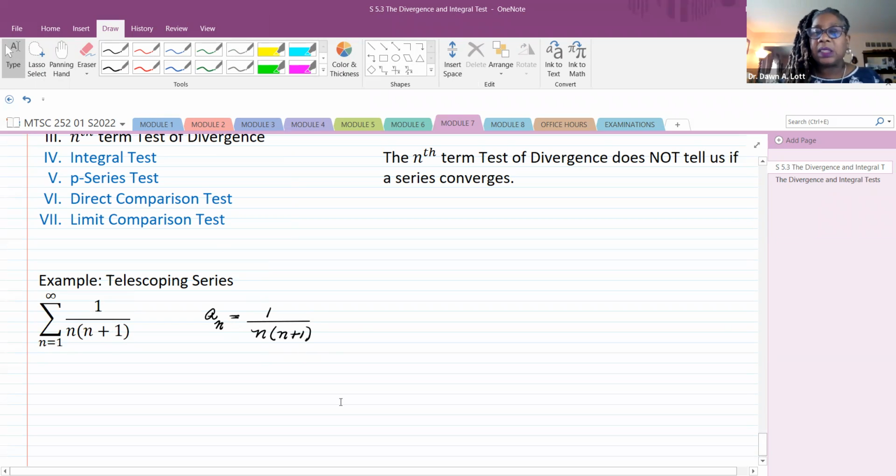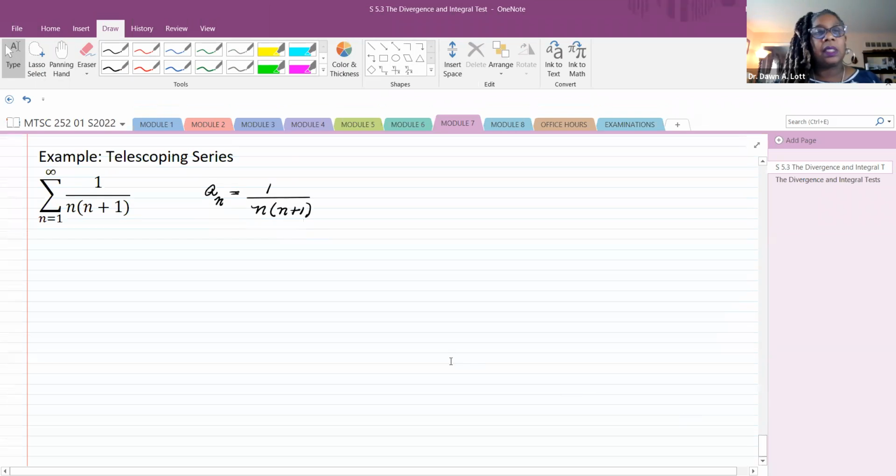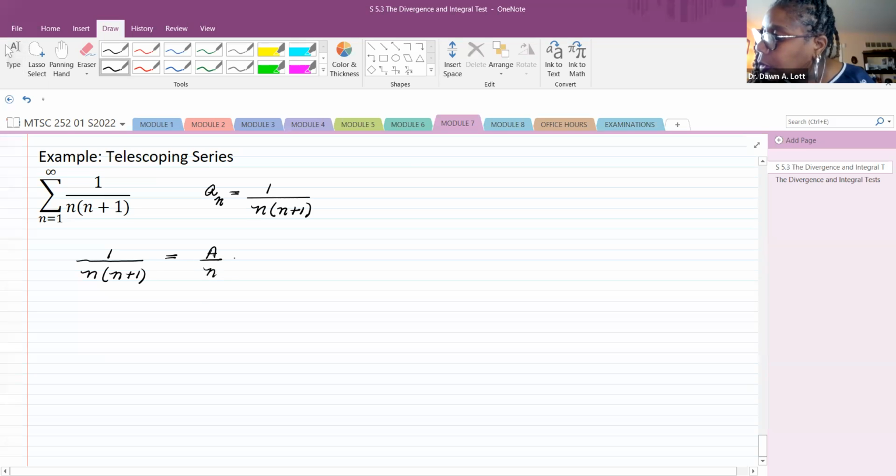Okay, so that is not written in the right form. So I need to take it and write it so that I can actually see it's telescoping. So I'm going to do partial fractions. So I have 1 over n times n plus 1. I'm going to write it as A over n plus B over n plus 1.